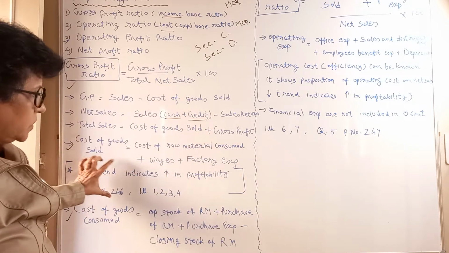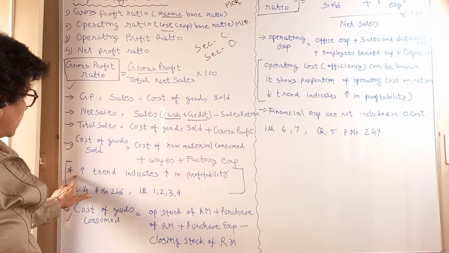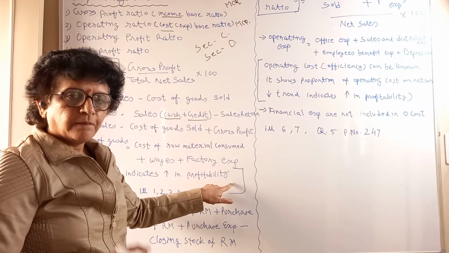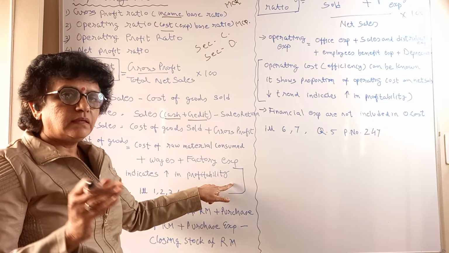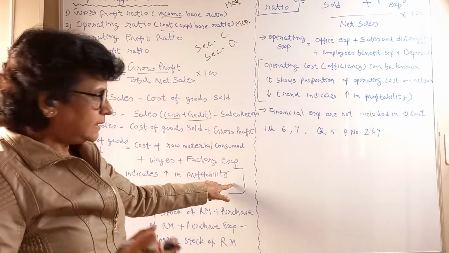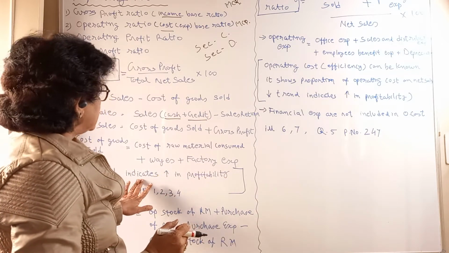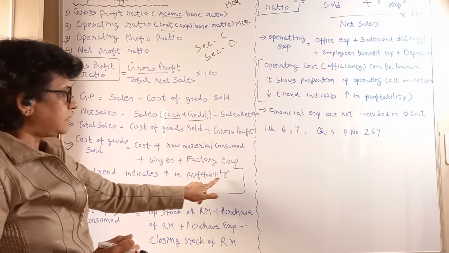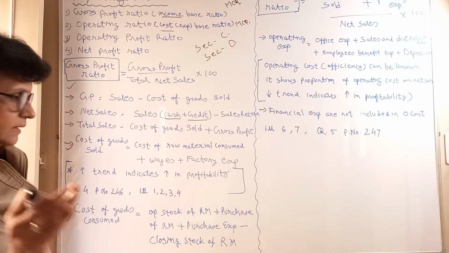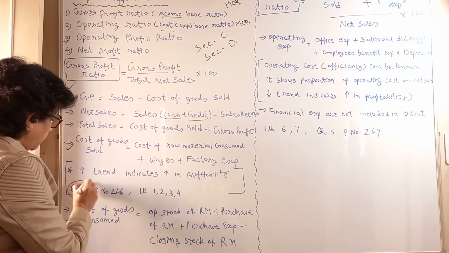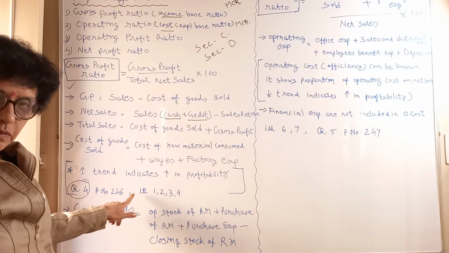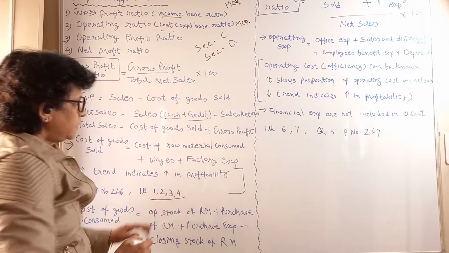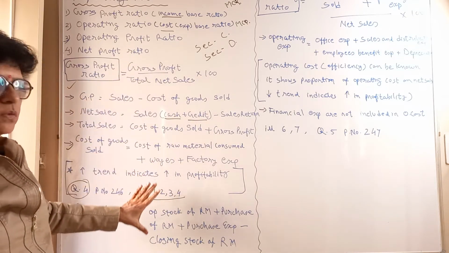Now, what is the conclusion of this particular ratio? The increasing trend indicates that there is increasing profitability. The conclusion of the analysis, we are learning ratio analysis: if your gross profit ratio trend is increasing, it says that profitability increases. In the textbook, you will find question number 4 on page number 246 based on this particular ratio, and illustrations 1, 2, 3, 4 can guide you on how to proceed.